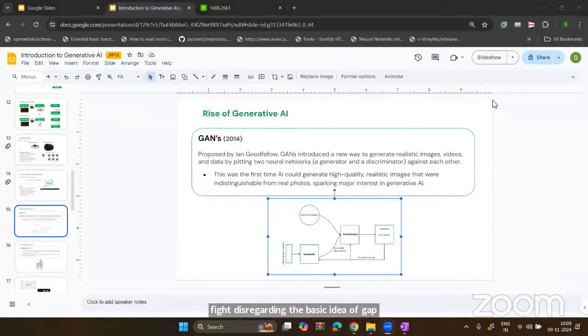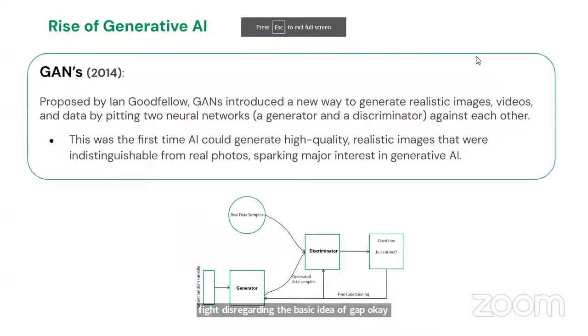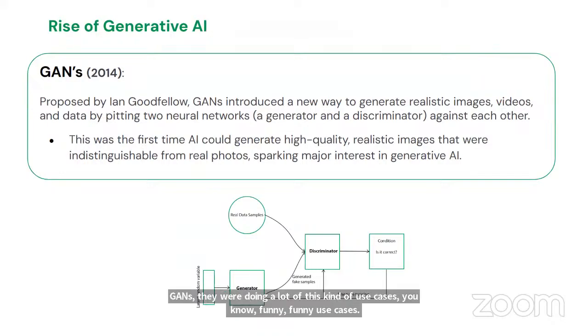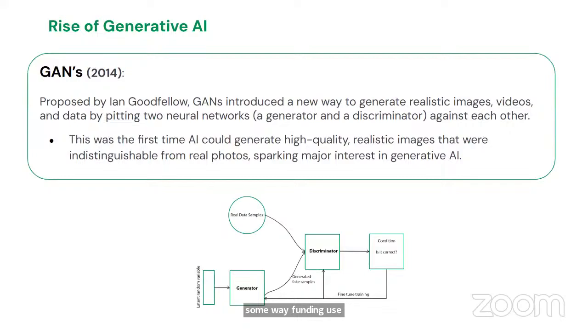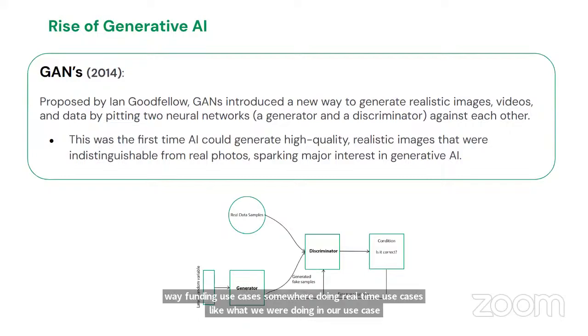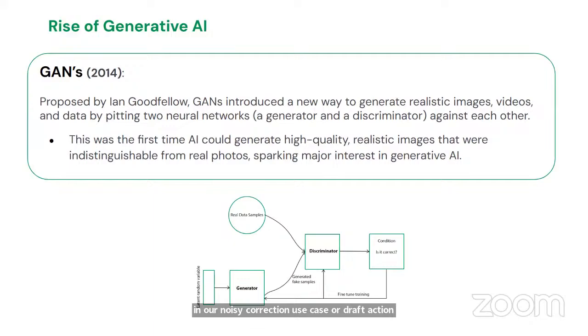Cool. Now, after GAN, people were using GANs to do a lot of these kinds of use cases. Somewhere funny use cases, somewhere real-time use cases, like what we were doing in our noisy correction use case or graph correction use case. Like this, a lot of people were implementing.